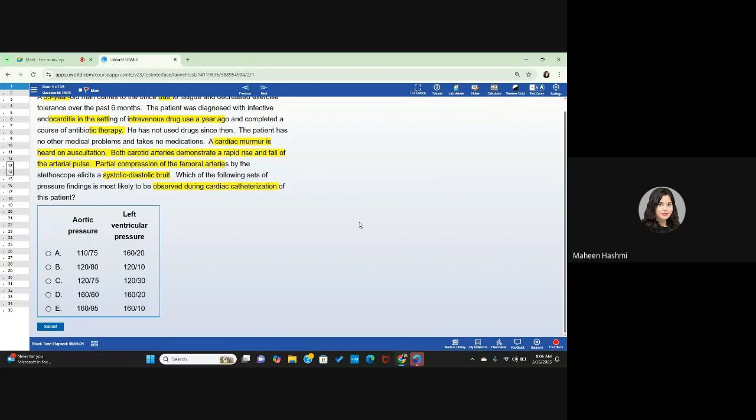Anybody? Aortic regurgitation. Okay. And because of that, what will happen? Left ventricular pressure increases. Okay. So what do you think the answer will be?